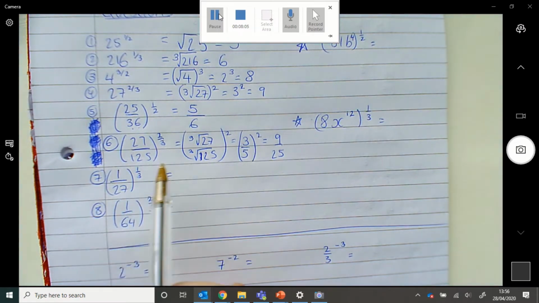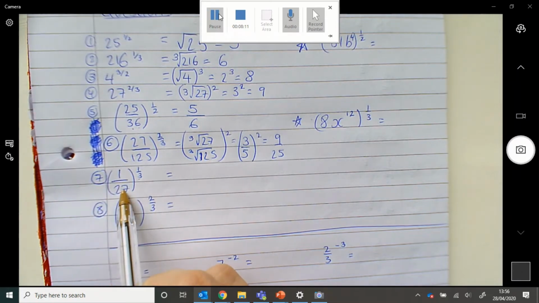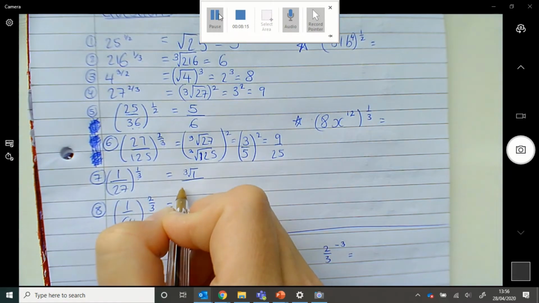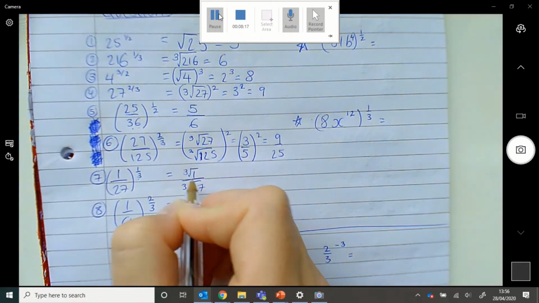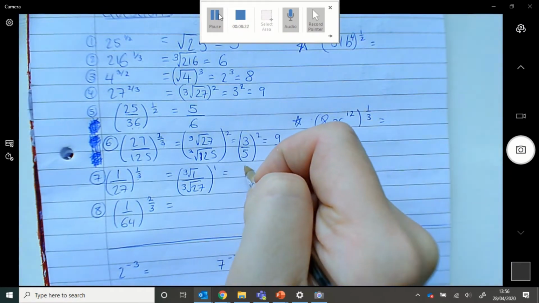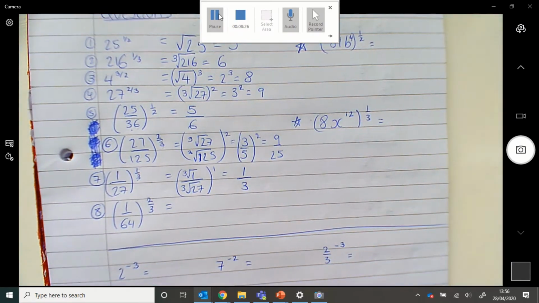Moving down, I've got a denominator of a 3 in my power, so I need to cube root everything. That means everything at the top and the bottom. Cube root of 1 is 1, and cube root of 27 is 3, so I've got 1 over 3.